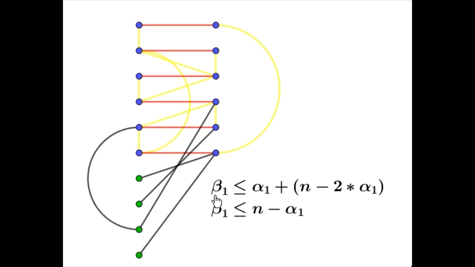So ultimately we can say that beta 1 is at most alpha 1 plus n minus 2 into alpha 1, which is nothing but beta 1 is less than or equal to n minus alpha 1. Why less than or equal to? Because we have given one valid solution which is actually a minimal edge cover, but whether this minimal edge cover is minimum or not, that we need to see now, right?